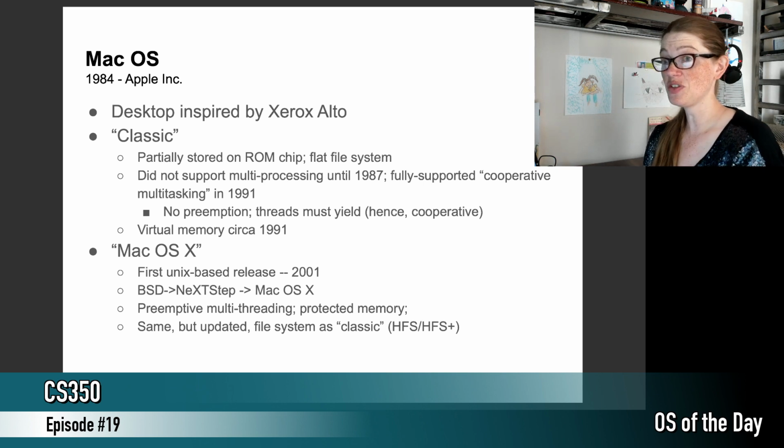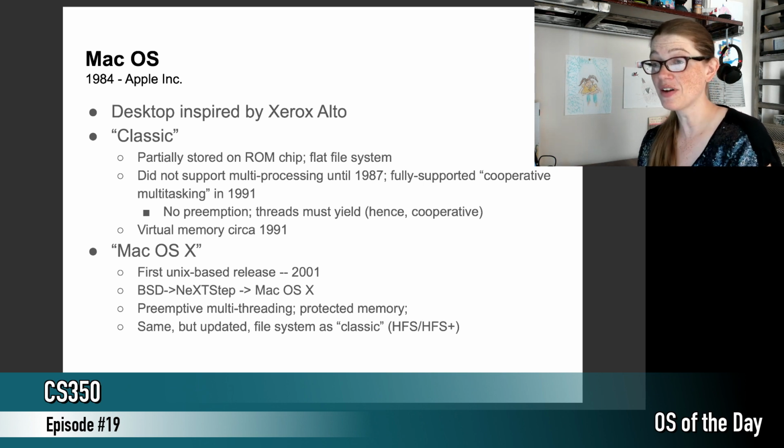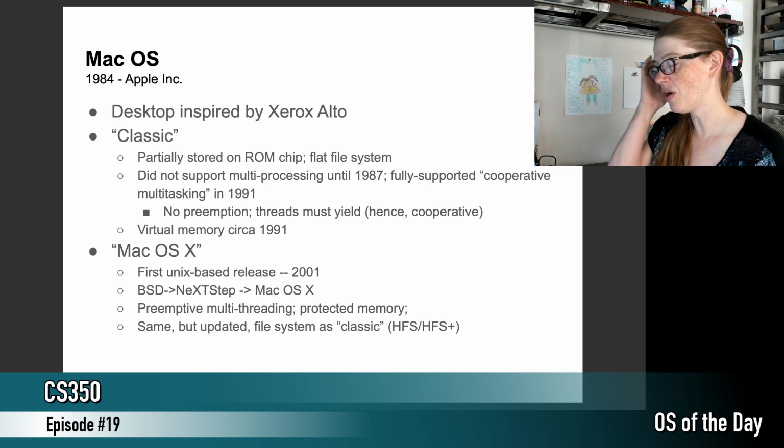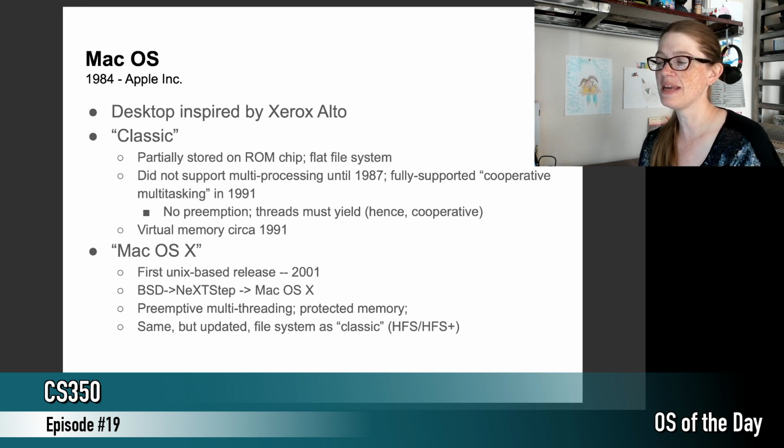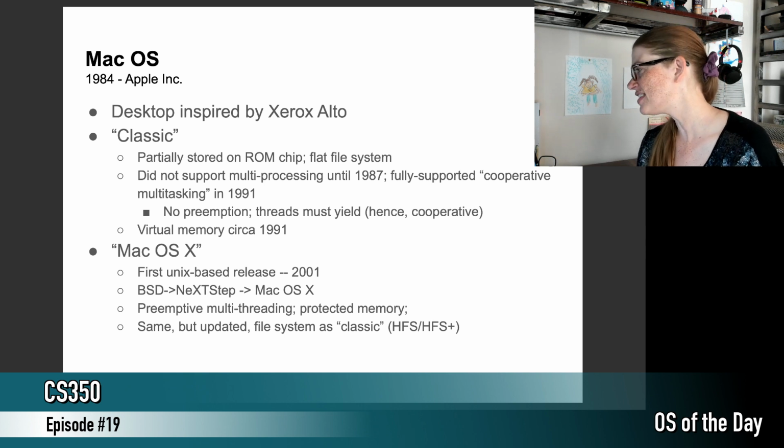Now, they also didn't have virtual memory until 1991, so they made some pretty big updates in 91. So pre-91, they weren't using virtual memory, and that seems like it makes a lot of sense because the majority of the OS would have been stored on the ROM chip, so it would have been part of hardware. People weren't concerned about security and so on.